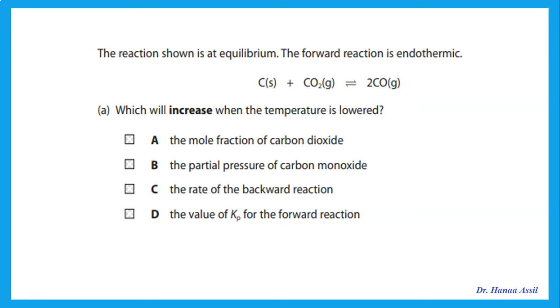The reaction shown is at equilibrium, and the forward is endothermic, which will increase when the temperature is lowered. So if the forward is endo and we're lowering the temperature, we said lowering the temperature goes exo. So actually here, if we lower the temperature, it goes backward. Now what happens when it goes backward? The forward is endo, so it goes backward if we lower the temperature. That means the mole fraction of CO2 would increase. I will be forming more carbon dioxide.